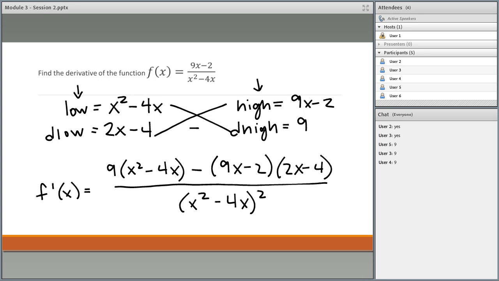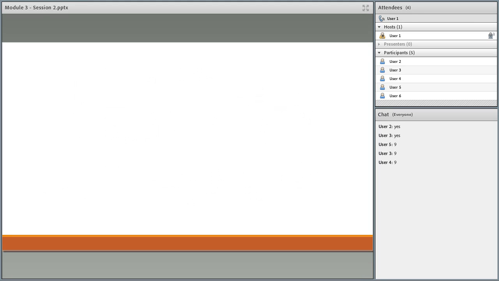And why we do that is in future modules, we're going to be finding the critical points and points of inflection, and it's easier when the numerator is simplified. And we'll talk about that more later, but let's simplify the numerator now. Let me go to the next page.